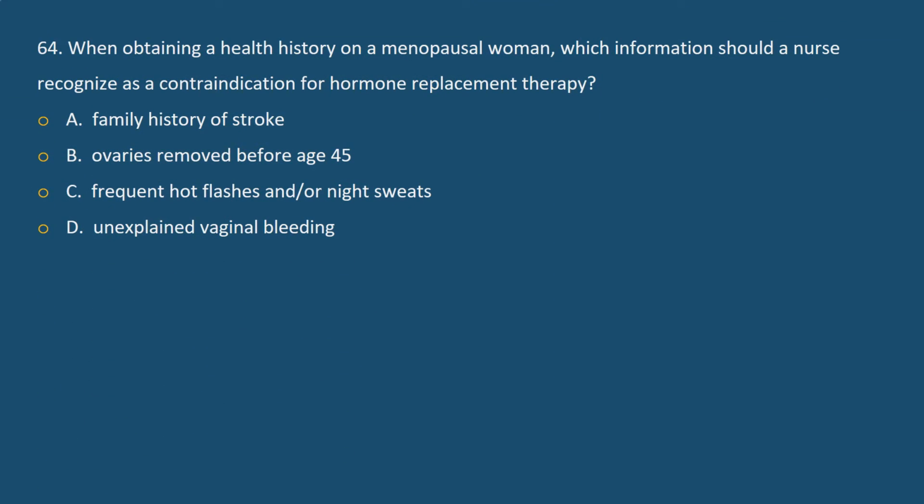Question 64. When obtaining a health history of a menopausal woman, which information should a nurse recognize as a contraindication for hormone replacement therapy? A. Family history of stroke. B. Ovaries removed before age 45. C. Frequent hot flashes and/or night sweats. D. Unexplained vaginal bleeding.